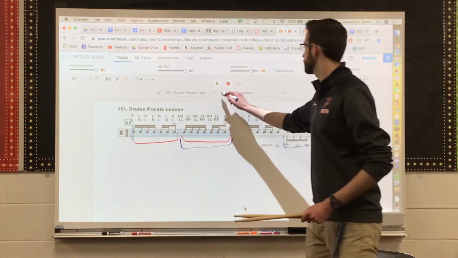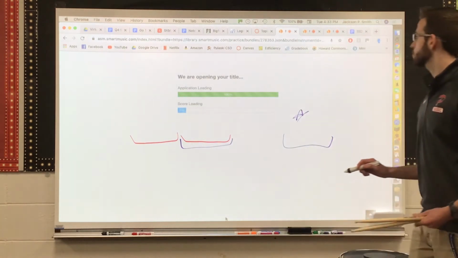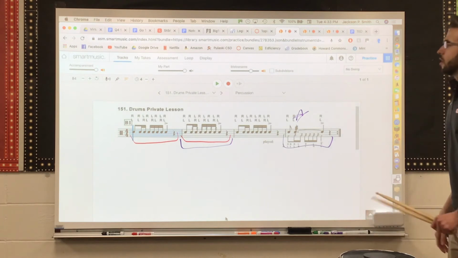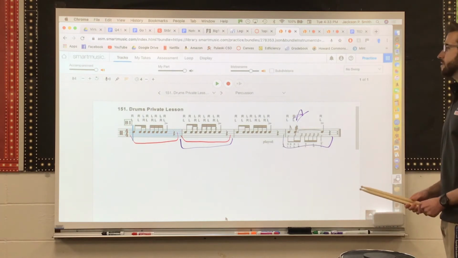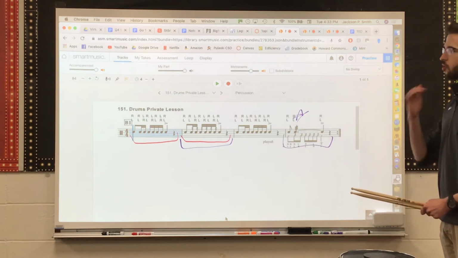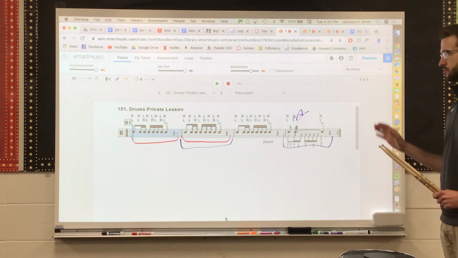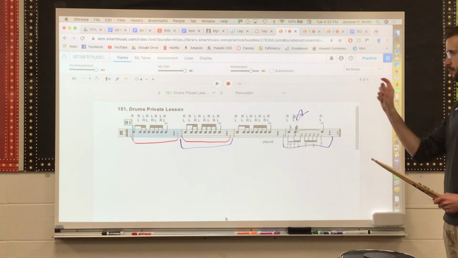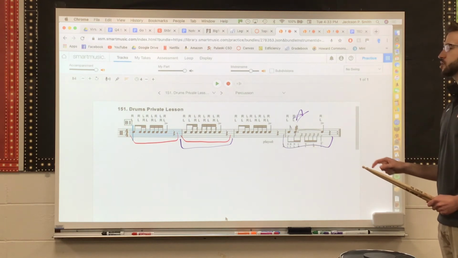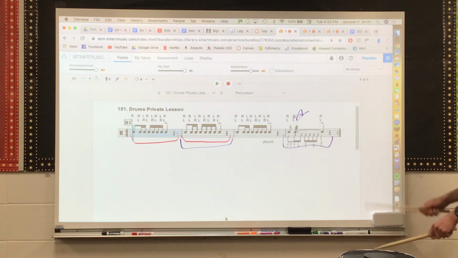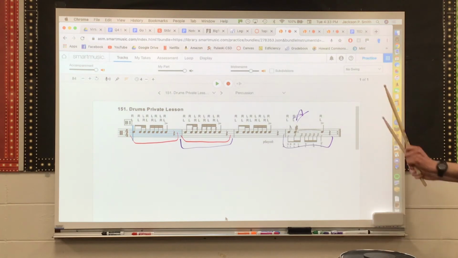Two more. Okay, now we've got the 13-stroke roll again. 13 strokes, or 7 singles times 2 minus 1. Hope you're following my math there. But starting on the and of the beat. So we have rest, 1 and a 2 and 3, 4.